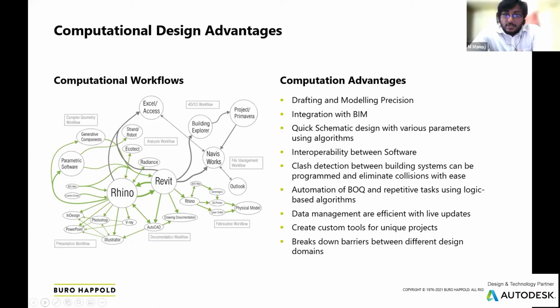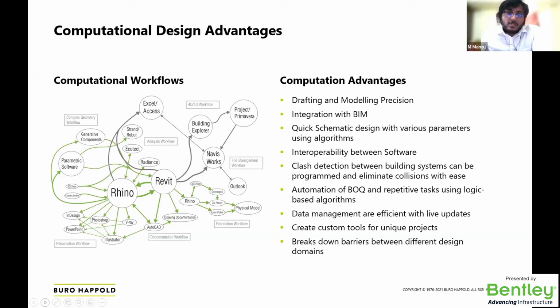And since we are dealing with multiple projects, even if it's the same kind of project that we are doing all the time, these repetitive tasks can be automated using these computation techniques. So that's the main advantage of the computational approach.